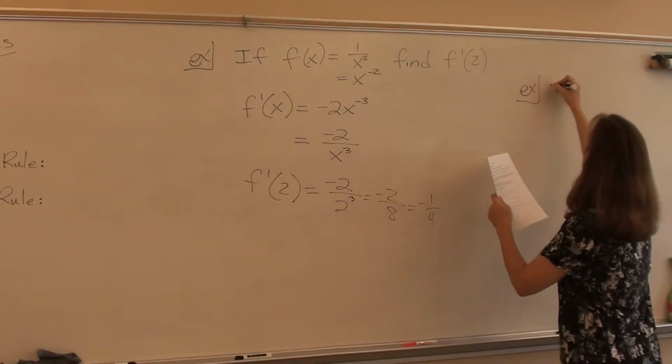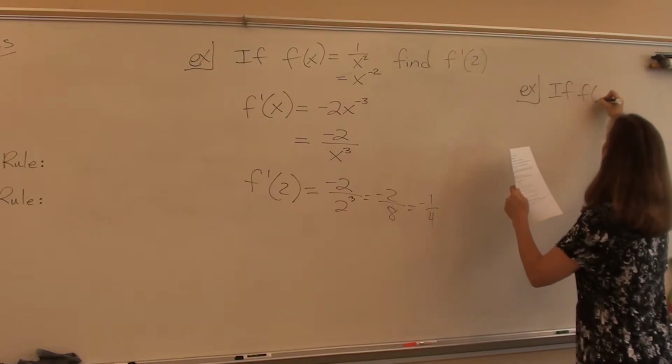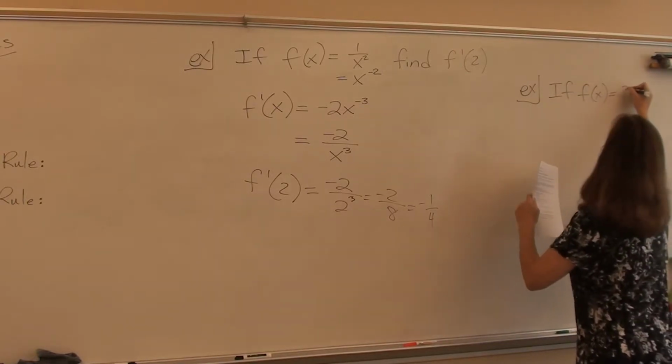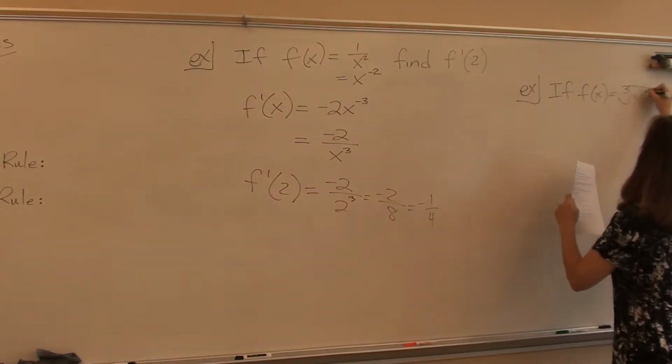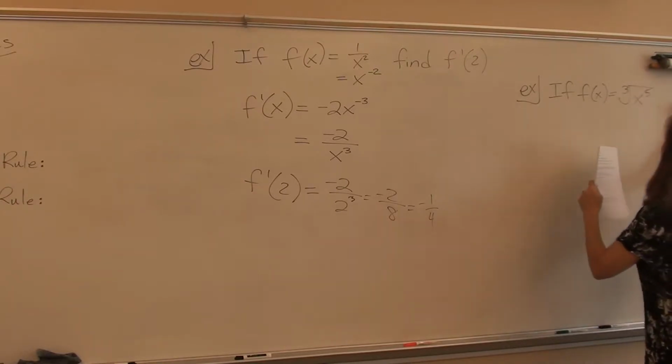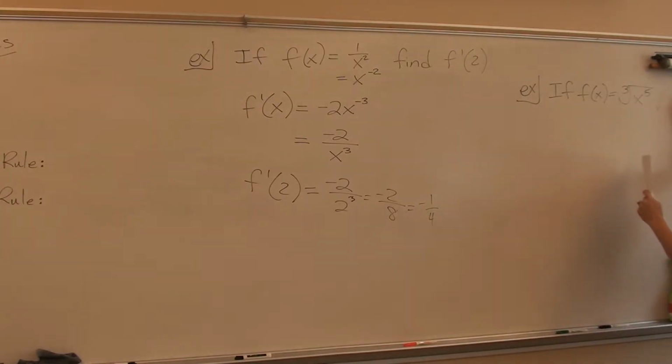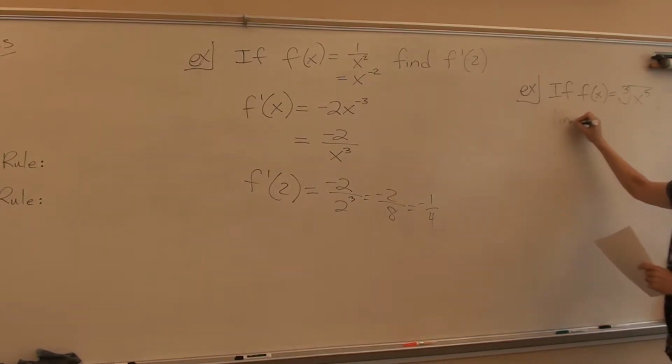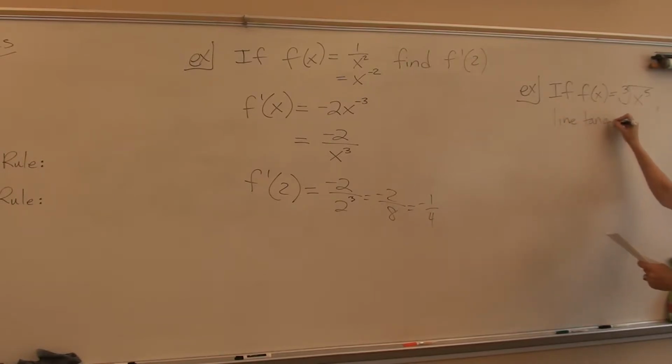So, f of x equals the cube root of x to the 5th. So cube root of x to the 5th, write the equation so that's x to the 5/3. Write the equation of the line tangent to f of x at x equals 8. No calculators.